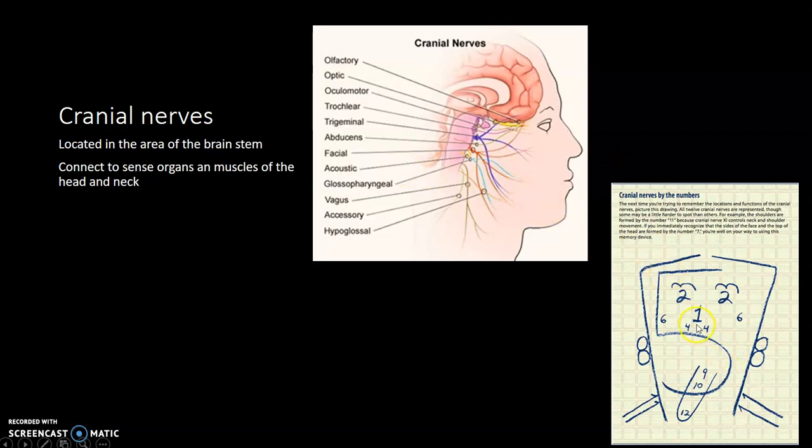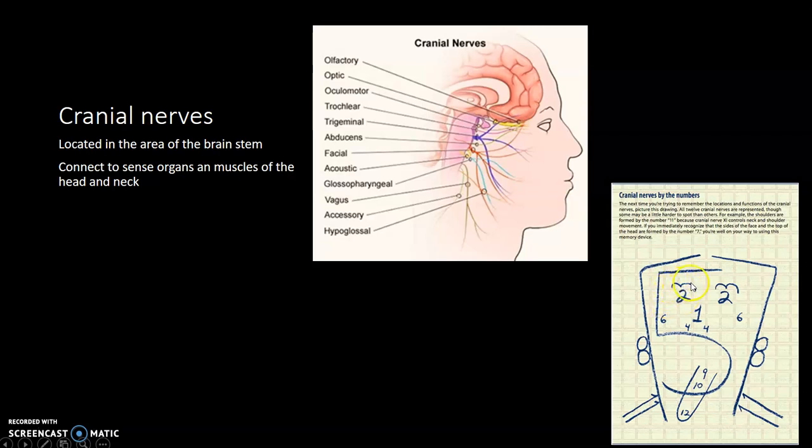So here we have cranial nerve 1. This is the olfactory nerve. This is the nose of the face. So the olfactory nerve has to do with smell. Number 2 is the eye of the face. It's the optic nerve, and it is responsible for sight. So it's a sensory nerve as well as cranial nerve 1.